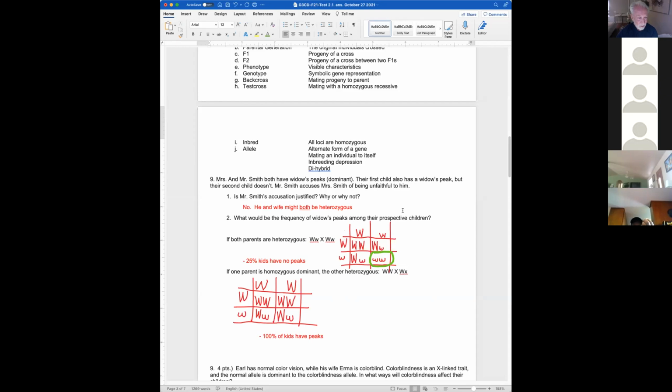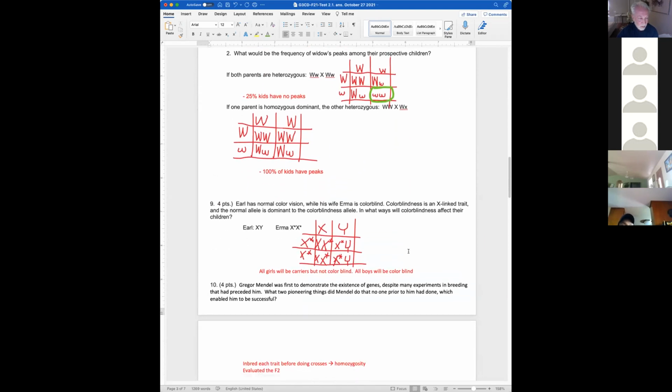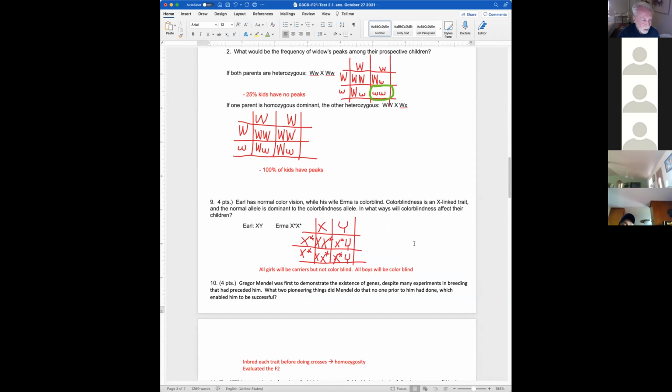So to answer the question, no, you would need to go through this exercise and figure it out. So the answer is no, and then why not? It's because both he and his wife might both be heterozygous.